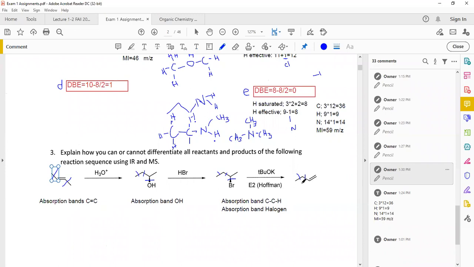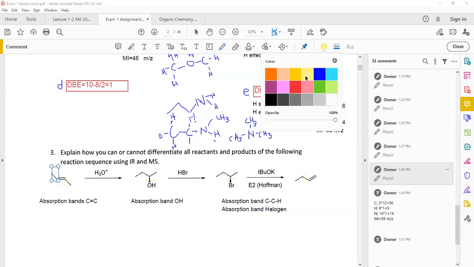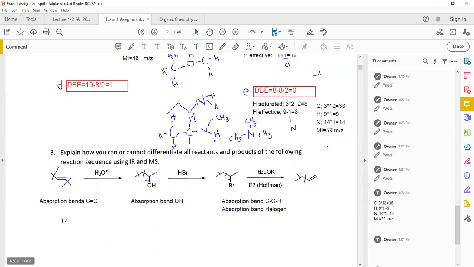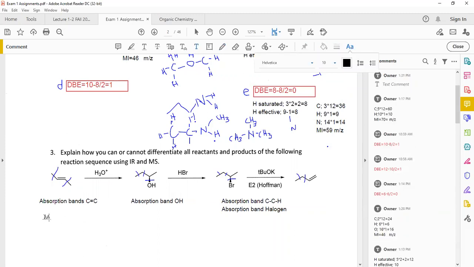That's the difference. And remember, in the mass spec, we need to count each part. So basically, if it's breaking here, you need to count. You need to look for the molecular weight of fragments. This is for the MS, for the spectra, okay?